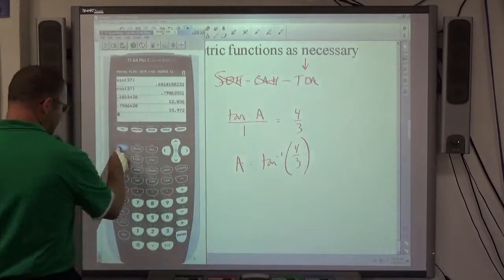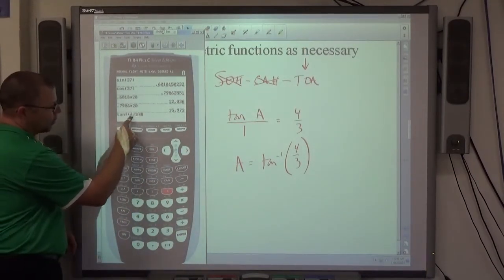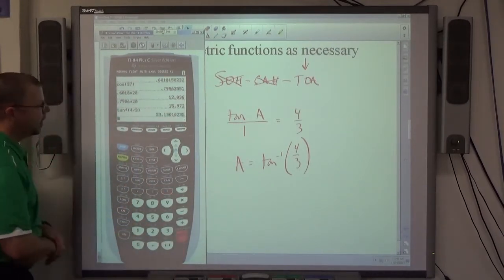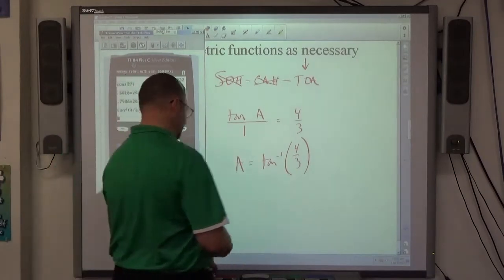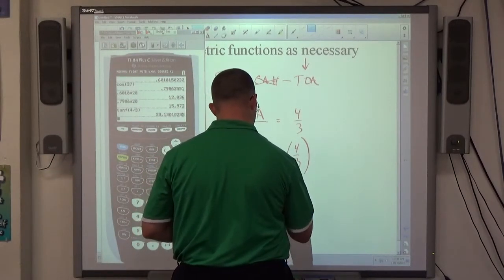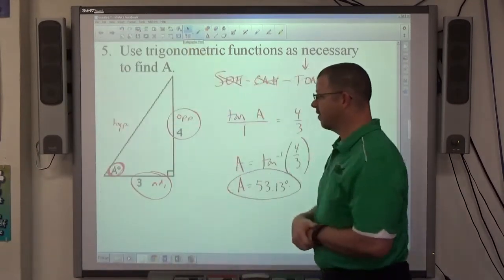So I'm just going to hit second tan, 4/3, in parentheses. So notice 4/3 encased in parentheses. I have inverse tangent of that whole thing. And I get 53.13 degrees. Alright, and that's all they're asking for, so that's it. The end.